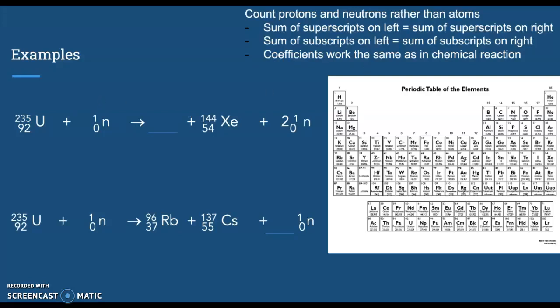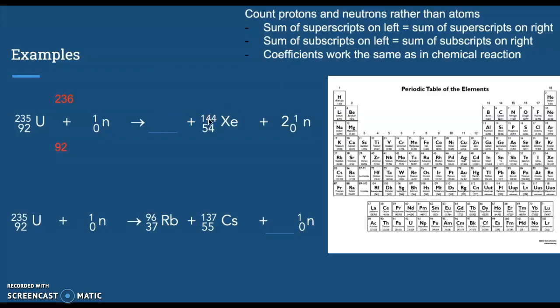So in this first problem, we have uranium-235 reacts with neutrons to get two fission products and more neutrons. First we want to get the sum of the superscripts on the left. So we do 235 plus 1 and we get 236. Then we want to get the sum of the subscripts on the left. So it's 92 plus 0 and we get 92. We want the superscripts on the left to equal the superscripts on the right. So we need to figure out what the superscript is for this missing element.